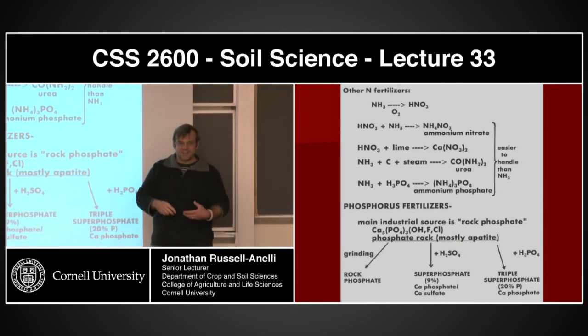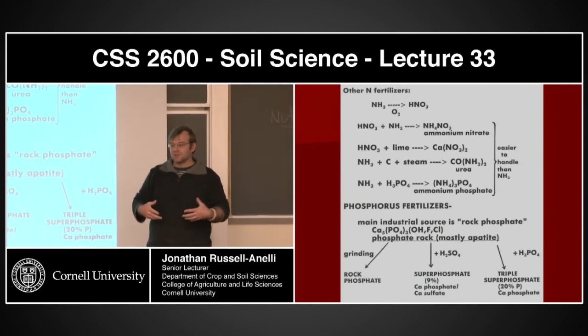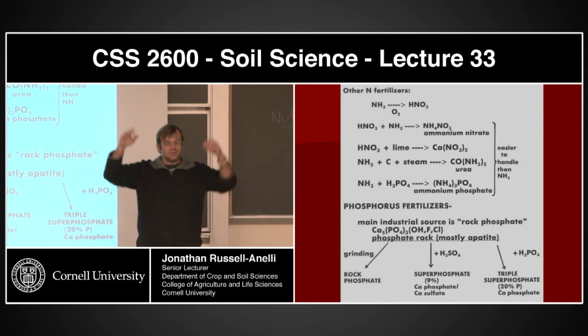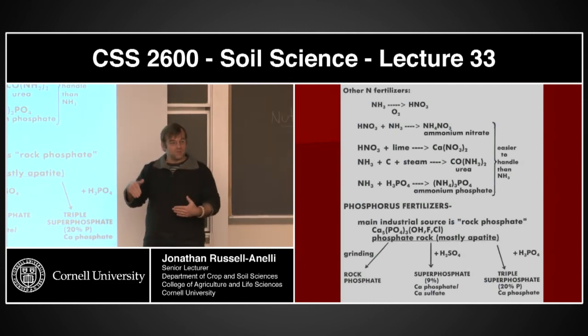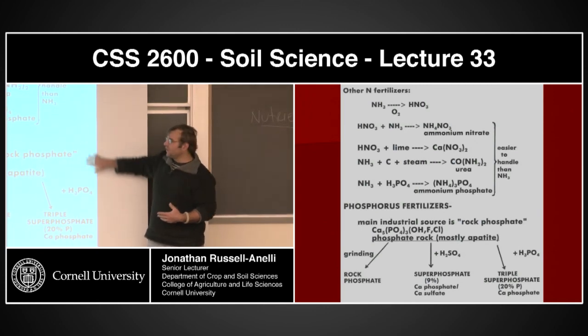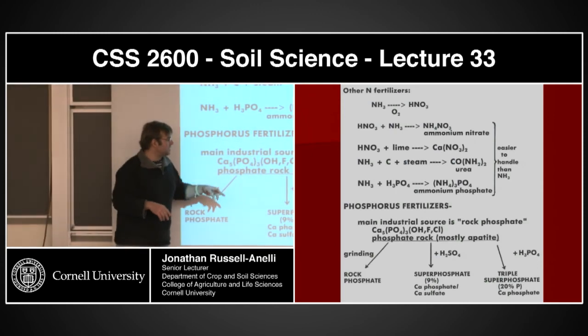And when I talk about gas, I'm not talking like gasoline. I'm talking like gas. Okay? You can't just sort of spread gas on your soil because it will just volatilize off. Okay? So you actually have to have very specialized equipment to be able to use gaseous forms. Okay? Phosphorus fertilizer, the main industrial source is rock phosphate, which is basically apatite.